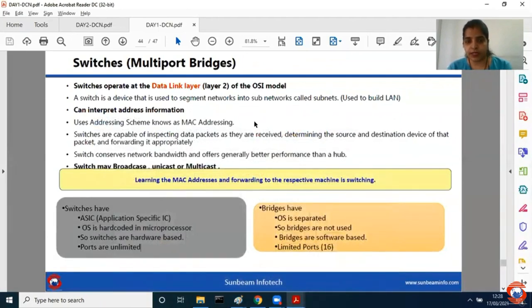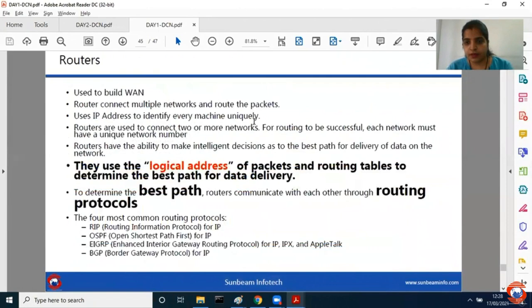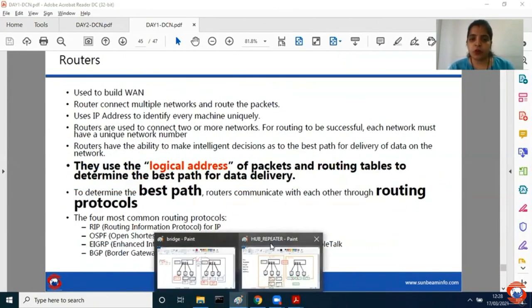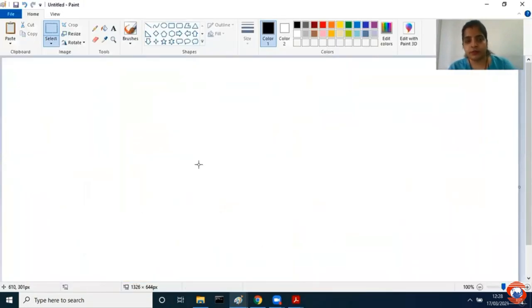Yes, it will limit the networks. Absolutely correct, Tushar. Right? Now, let us understand the next topic, which is called a router.